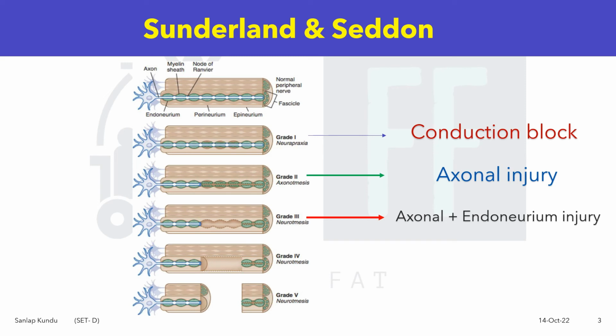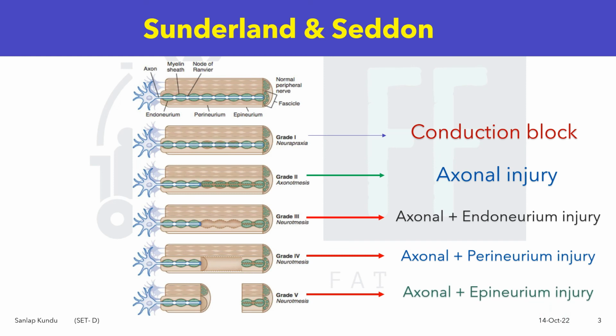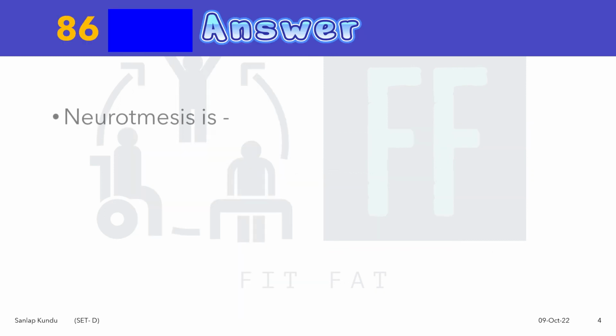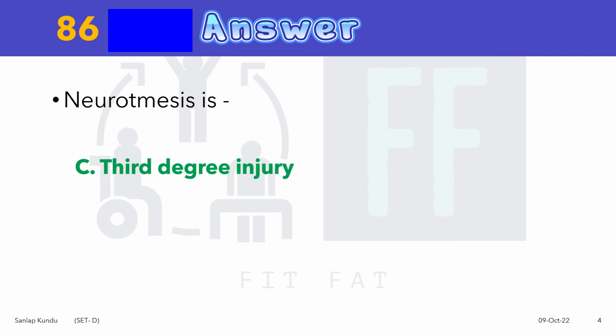Now in grade 4 of Sunderland, which is neurotmesis again for Seddon, but here there is axonal injury, endoneurium injury, plus the perineurium is also affected here. And in case of grade 5 of Sunderland, it is also again neurotmesis of Seddon, but along with the grade 4 injury, there is also epineurium injury. And the prognosis in grade 5 is the worst, right? So to answer the question, neurotmesis is option C, third degree injury.